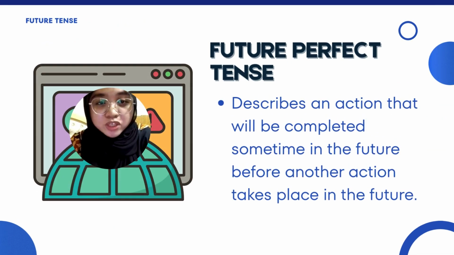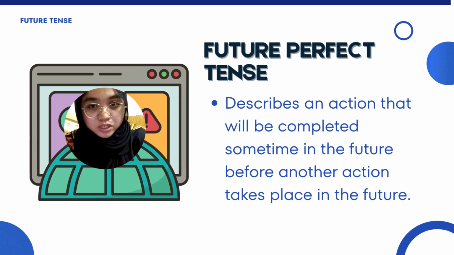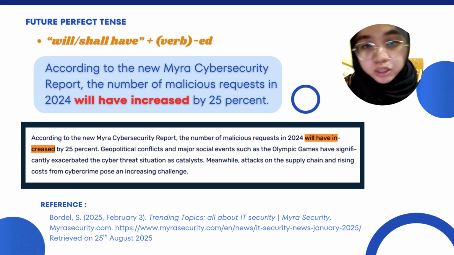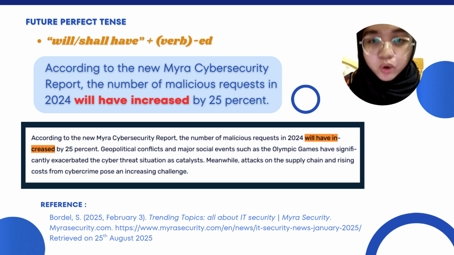Next is future perfect tense. So, this tense is used to describe an action that will be completed sometime in the future before another action takes place in the future. So, the way for us to identify future perfect tense in a sentence is by looking at the words will or shall, have, followed by a verb with ed, or we can say a verb in a past participle form. Now, let's take a look at the example right here.